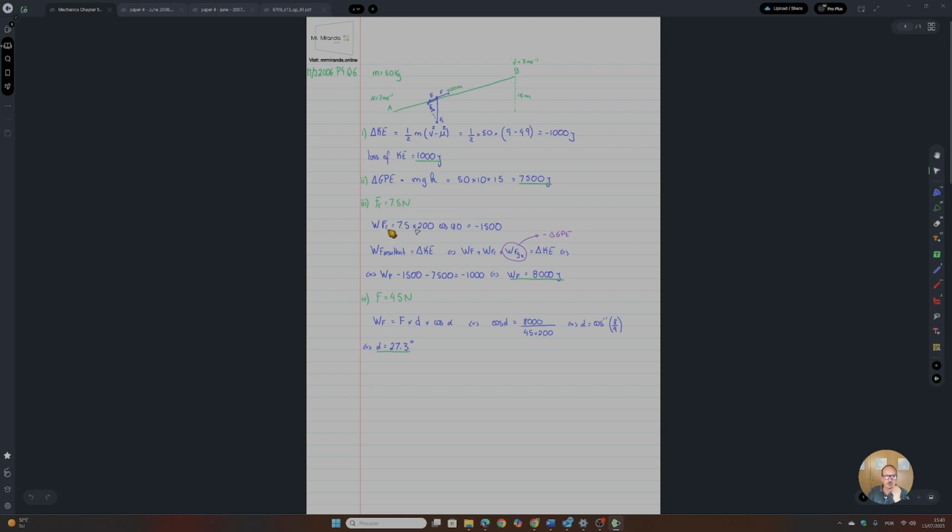So the work done by this friction is the value of that force times the distance, okay, times the cosine of the angle between the force and the displacement, which in this case is 180 degrees, all right? So this is the direction of motion. The opposite is the direction of the force, so it is the cosine of 180, which is minus 1. The overall value is minus 1500, okay?